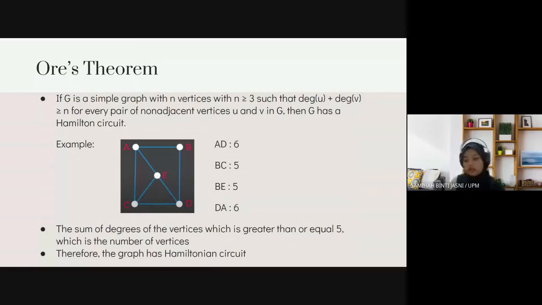But if the condition of Dirac's theorem or Ore's theorem is not present in the graph, it does not mean that the graph is not Hamiltonian. If the condition of Dirac's theorem or Ore's theorem does not present in the graph, it does not mean that the graph is not Hamiltonian.